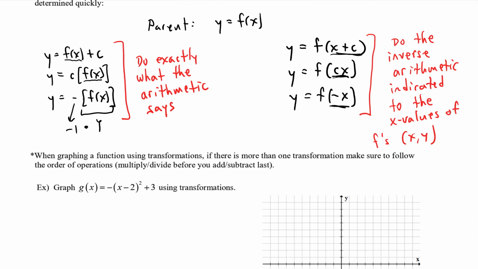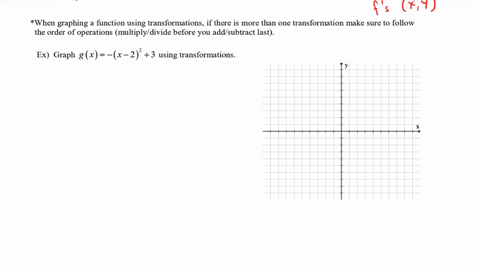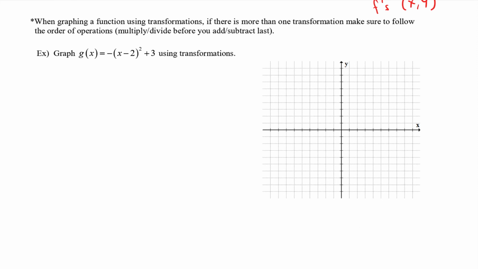So let's try it. I know we've been talking about f's and g's and some constants. Let's actually do some with specific functions. So for example, let's say we wanted to graph g equals negative quantity x minus 2 squared plus 3. Now, we could do this the old-fashioned way and just make a t-chart and get a whole bunch of points. And then once we get the pattern, we could finish drawing it. Of course, that's an option, but that's very slow, especially if you don't recognize the function.